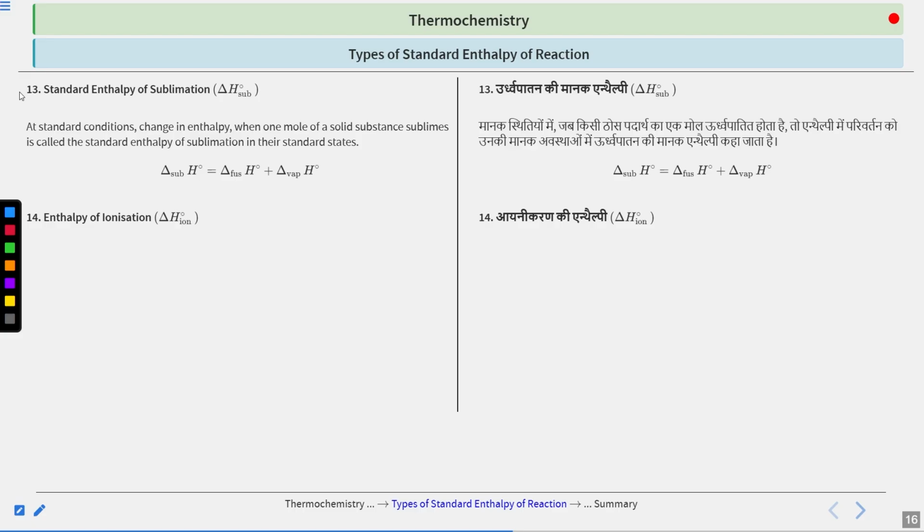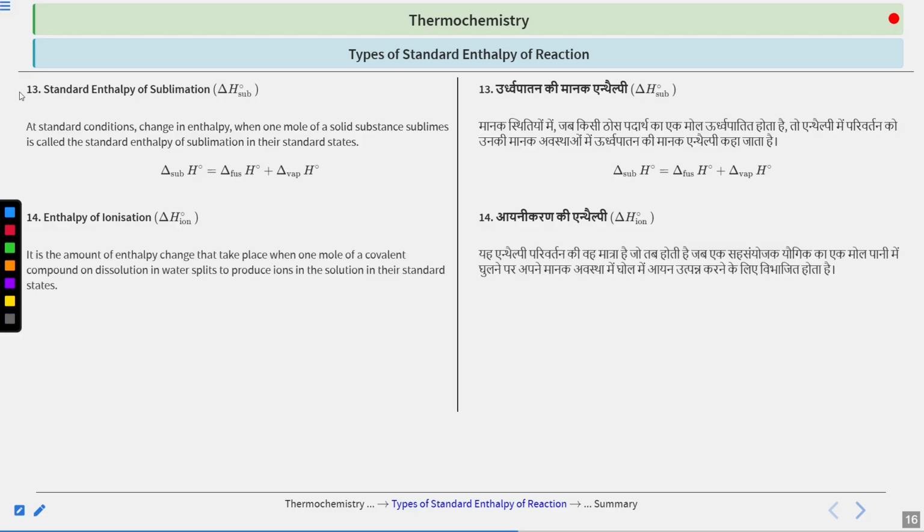Next, we have enthalpy of ionization. What is the value of this? Its definition says that it is the amount of enthalpy change when 1 mole of a covalent compound on dissolution is split into ions in the solution in the standard state. Okay, standard state. So this is called the standard enthalpy of ionization, where you're breaking a given compound into ions.